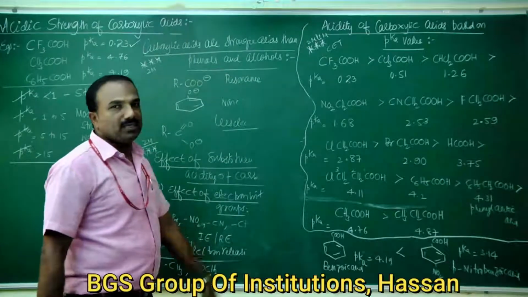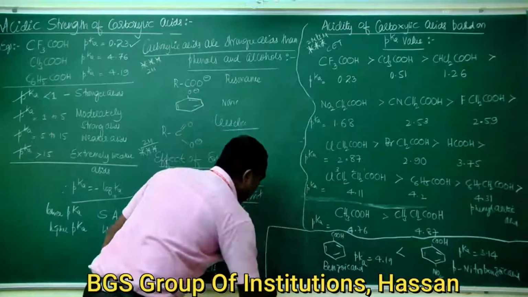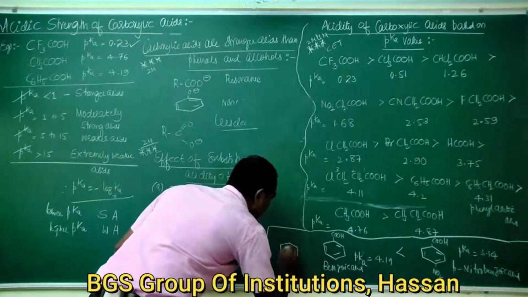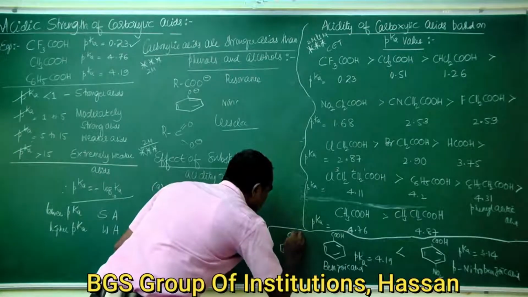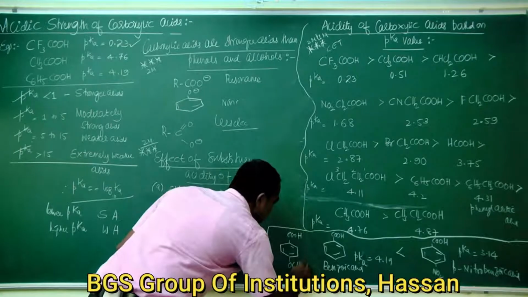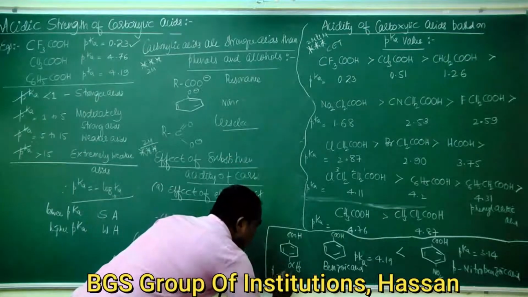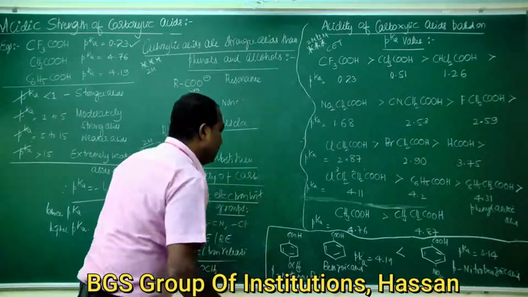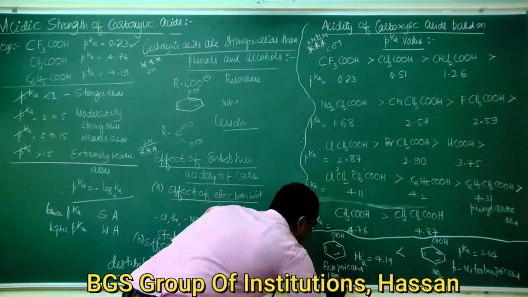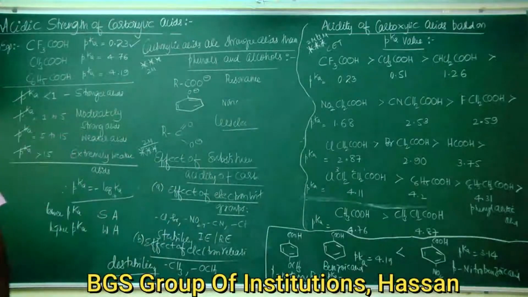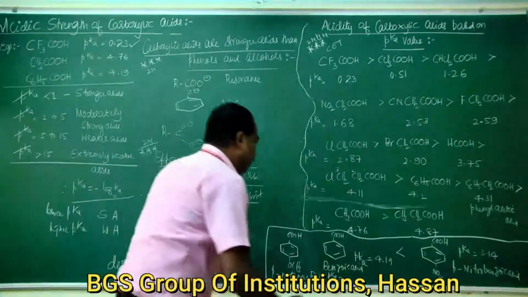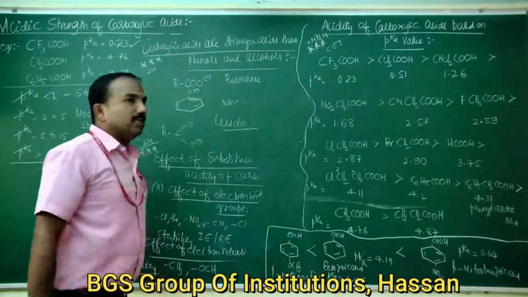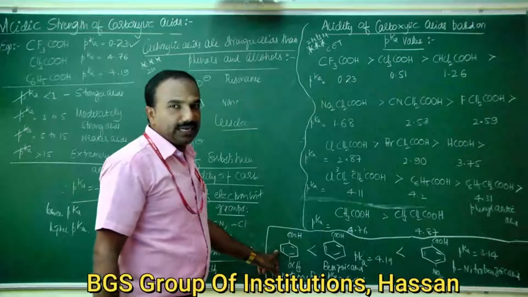So likewise, based on pKa values of aromatic acids, they are given. So first one is benzene connected to COOH, CH3O, that is para methoxy benzoic acid. So pKa value of para methoxy benzoic acid is 4.46. So this is also important. So they have already asked in the CET examination.